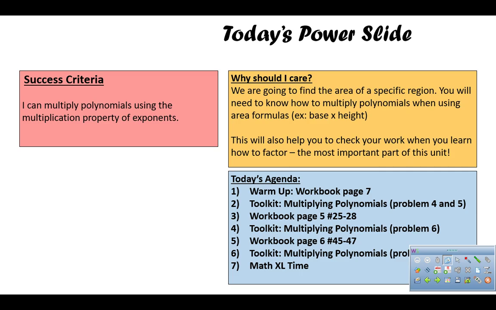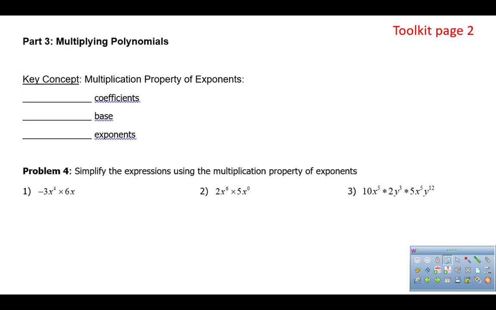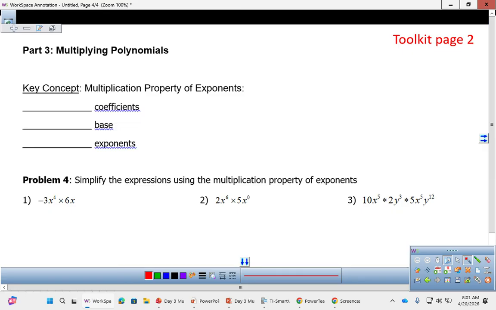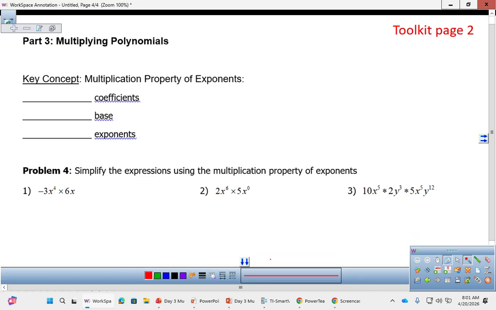And we're going to go back and forth between our toolkit and workbook today. All right? So we're going to start toolkit page 2. And there's a section that says part 3, multiplying polynomials. Before we get started, we're going to do a really fast refresh on the multiplication property of exponents because we're going to need to use that today.